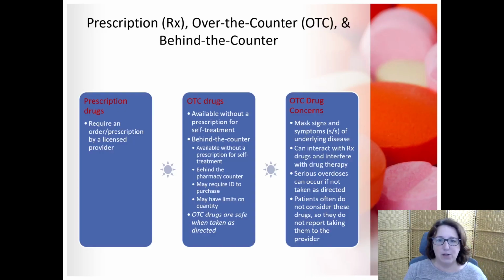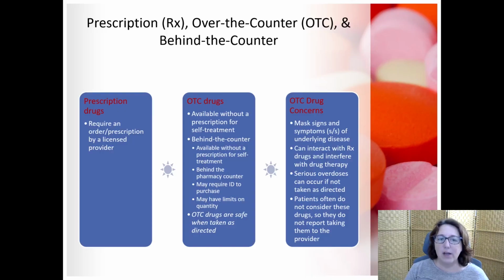It can interact with prescription drugs and interfere with drug therapy. So it's really important to teach our patients who are taking prescription drugs to avoid over the counter drugs without checking with their prescriber first to make sure that it'll be safe for them to do so.